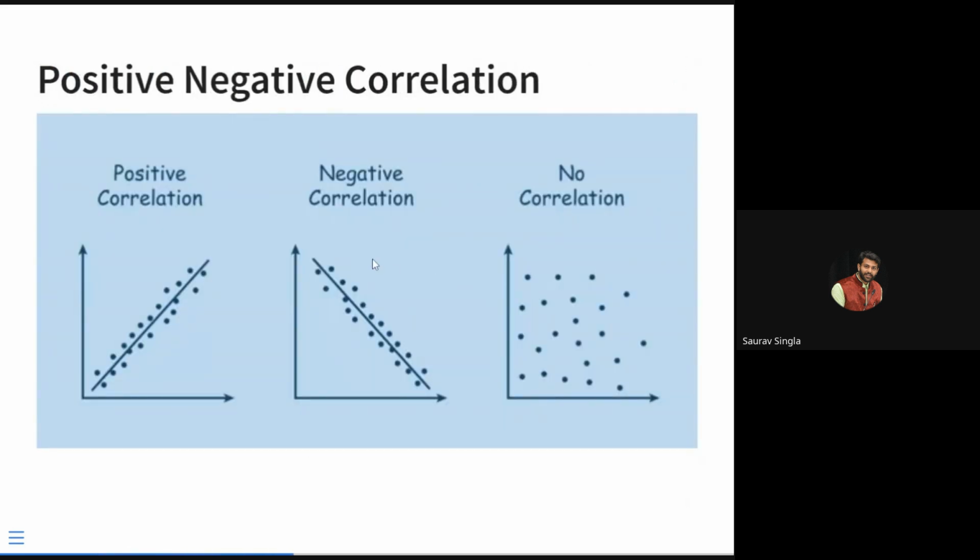In case of a positive correlation, the scatter plot will look like this. In case of a negative correlation, the scatter plot will look like this. And when the variables are not correlated at all, the scatter plot will look like this. Okay, clear?